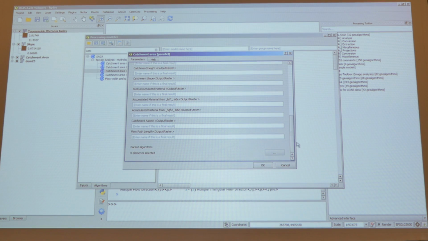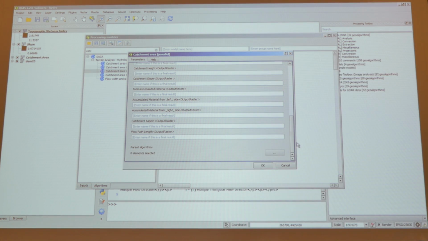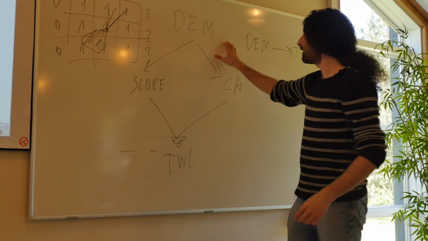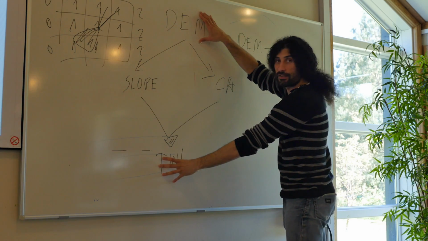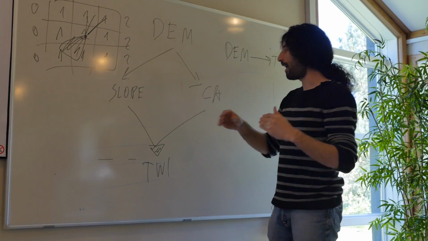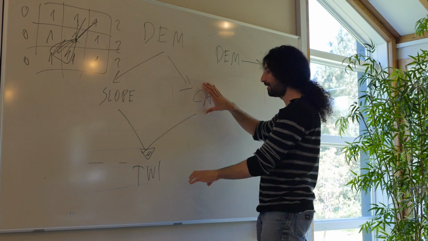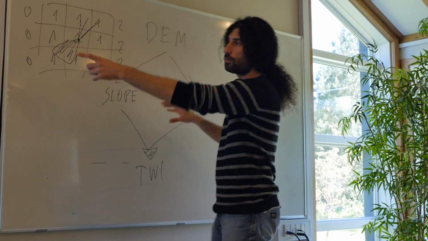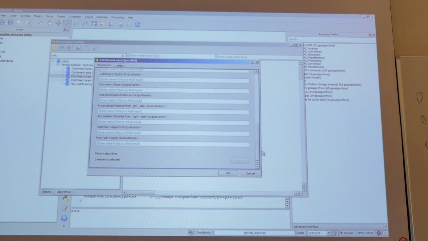That's it. If you wonder about this parent algorithms, we're not going to use that. But if I do this structure, that means that this algorithm cannot run until I have this. Sometimes you don't have something that is going from here into here, but you have to wait until this one is done to run that one. So then you use this parent algorithm.